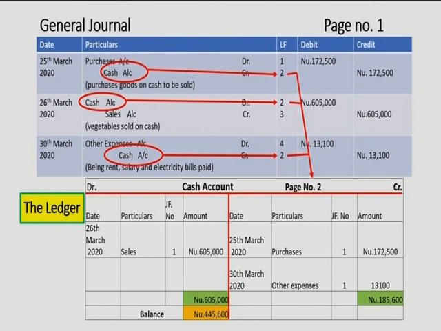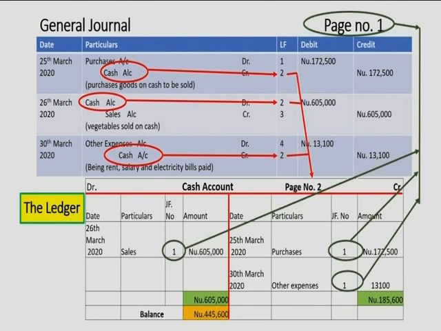Now this entry has to be posted into ledger accounts. So in the ledger accounts, on the right hand side you will have purchases and you will have the JF number, meaning journal folio number. If you look at the purchases account in the general ledger, you can see it is recorded in page number 1. Purchases, other expenses and sales, all these 3 transactions are recorded in general journal page number 1. Therefore, in the JF number we have written 1 for all the transactions.